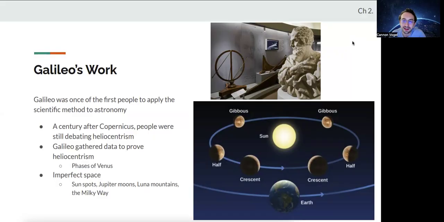And one of the causes that he applied himself to was this debate about heliocentrism. And so what did Galileo do? Well, one of the things that he did was he was able to gather data on the phases of Venus.